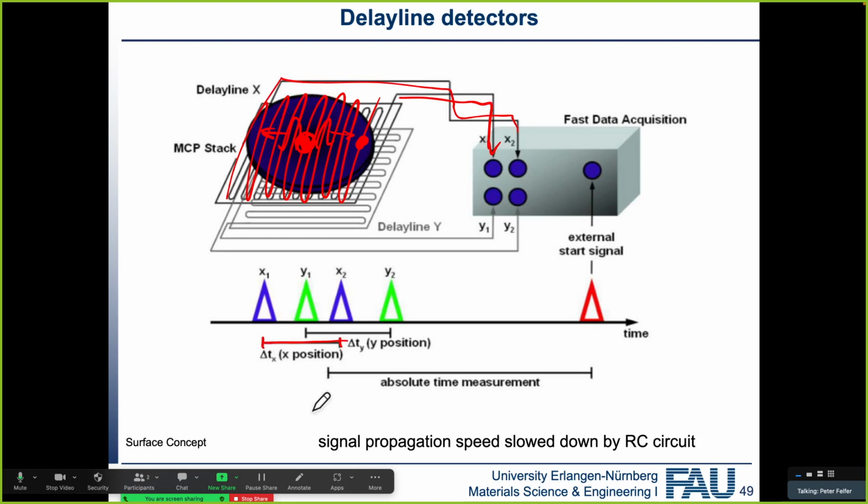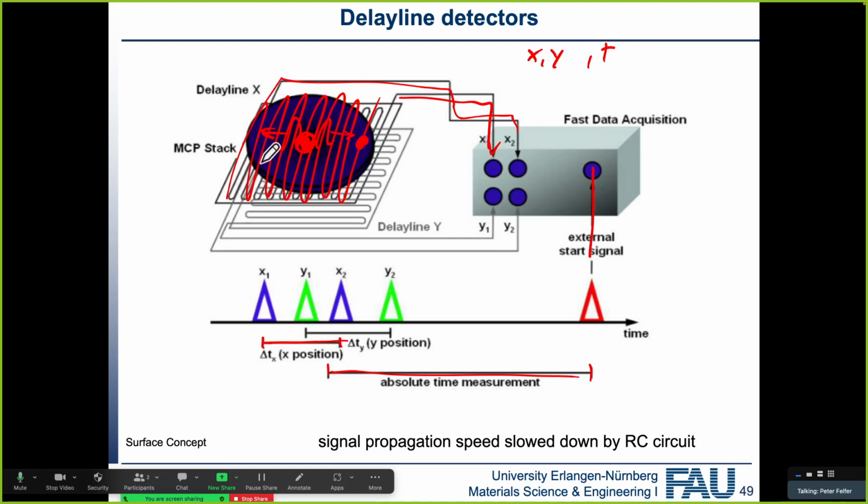We don't even need a start time. But if we additionally have an external time reference, we can also say from the time average when the atom hit. And so this way we get x, y, and time. So we get x, y, and time from the time sum and the time difference.